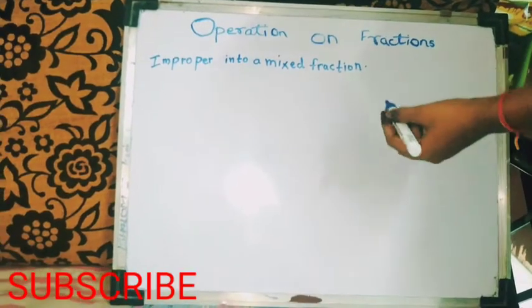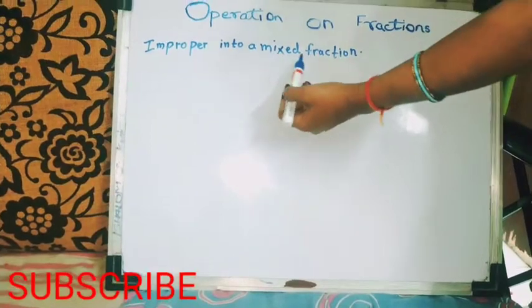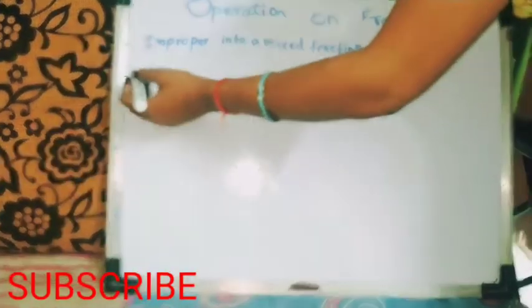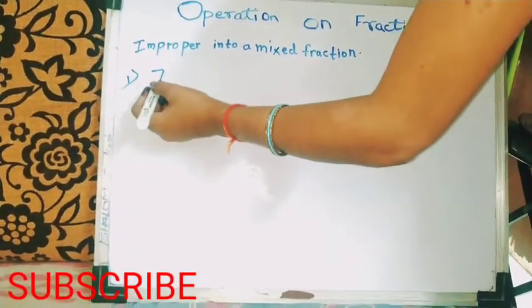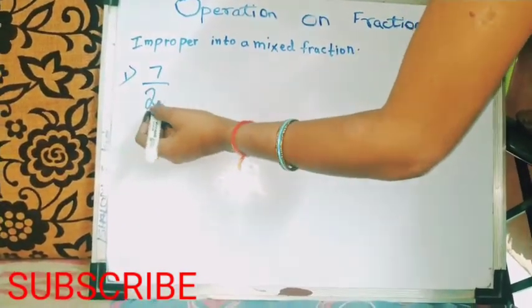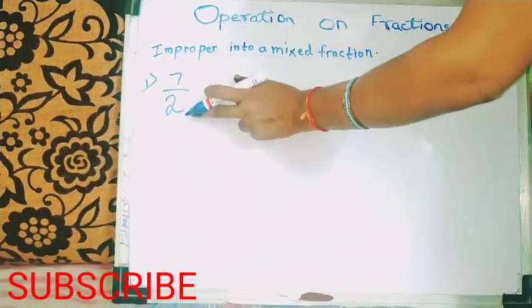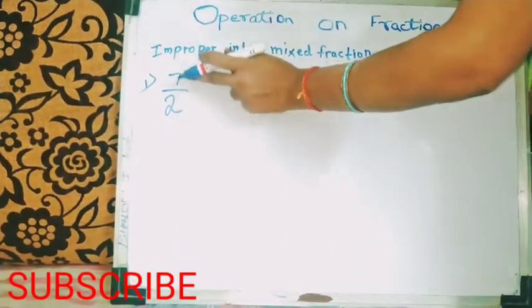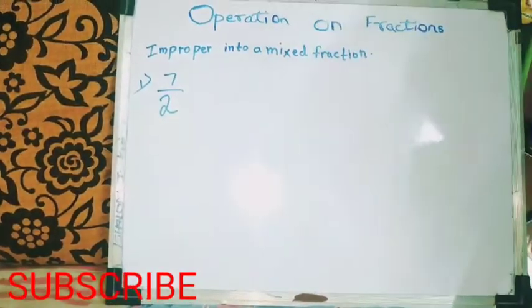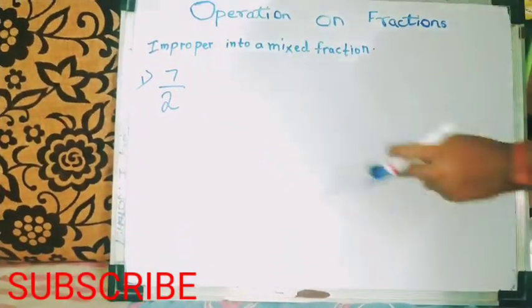Let's see the examples, operations of fraction. At first, improper into a mixed fraction. At first, write an improper fraction. In an improper fraction, the numerator is always greater than the denominator. Let's take an example, write 7 by 2. Here the numerator is 7 and the denominator is 2. It means the numerator is greater than the denominator. This is an improper fraction. Now I will change the improper fraction into a mixed fraction.